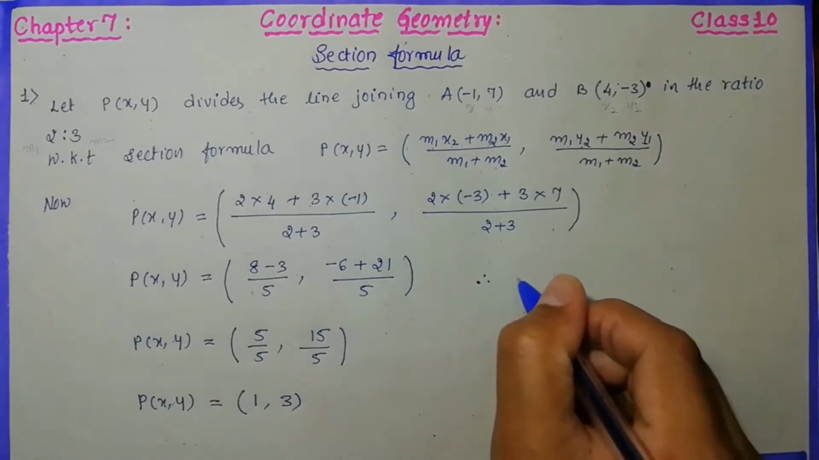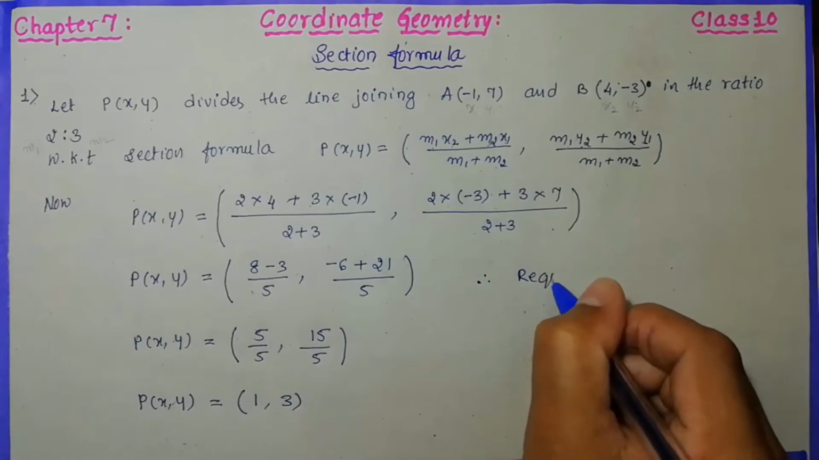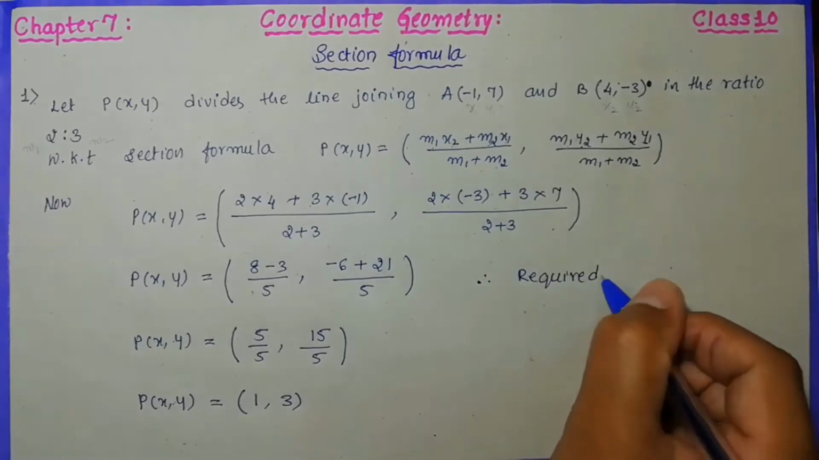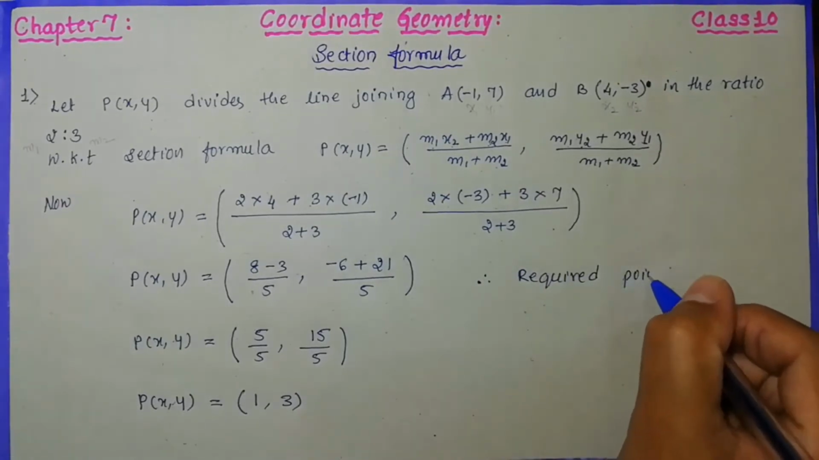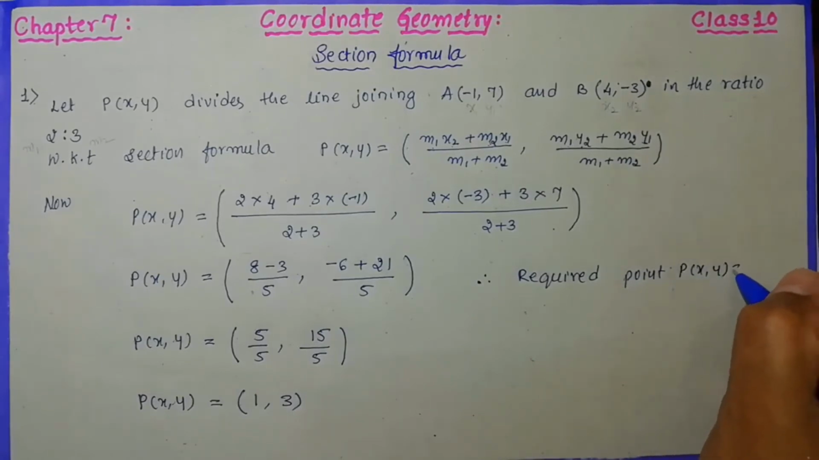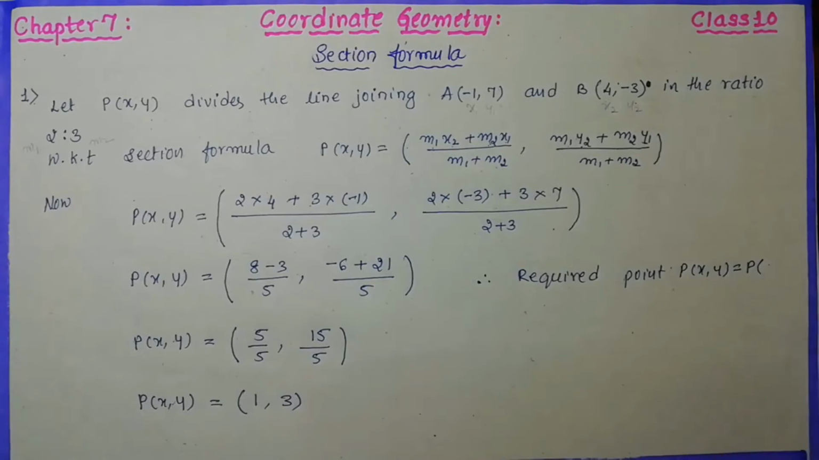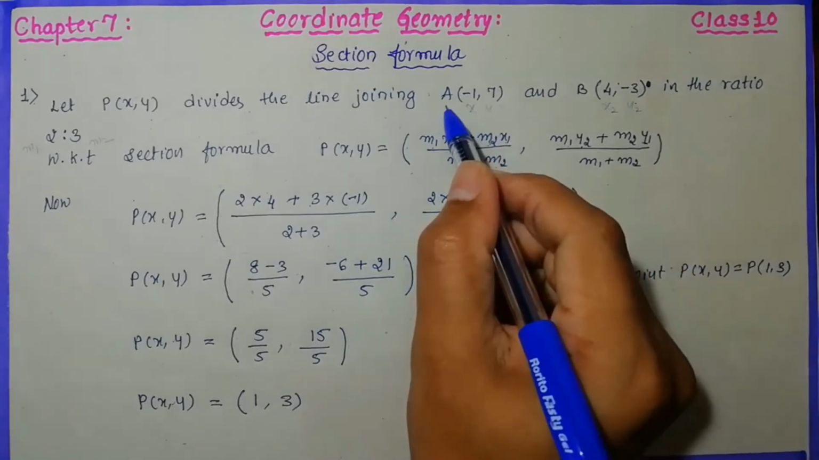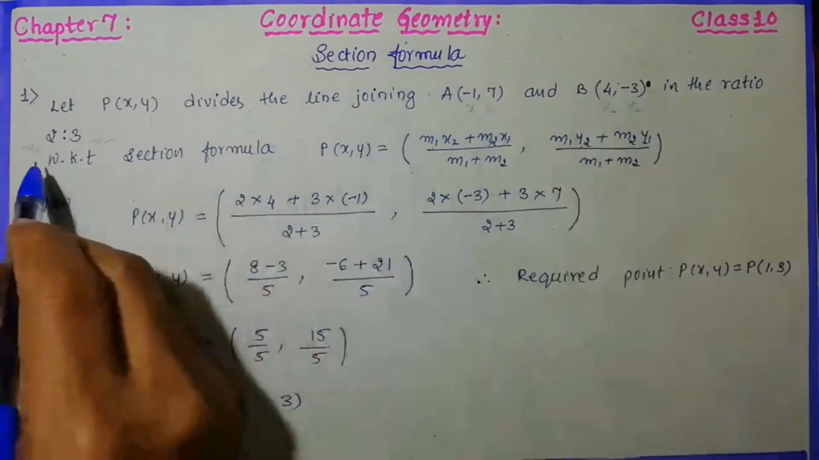Then write the conclusion. Therefore the required point P(x, y) is equal to P(1, 3). So the point (1, 3) divides the line AB in the ratio 2:3.